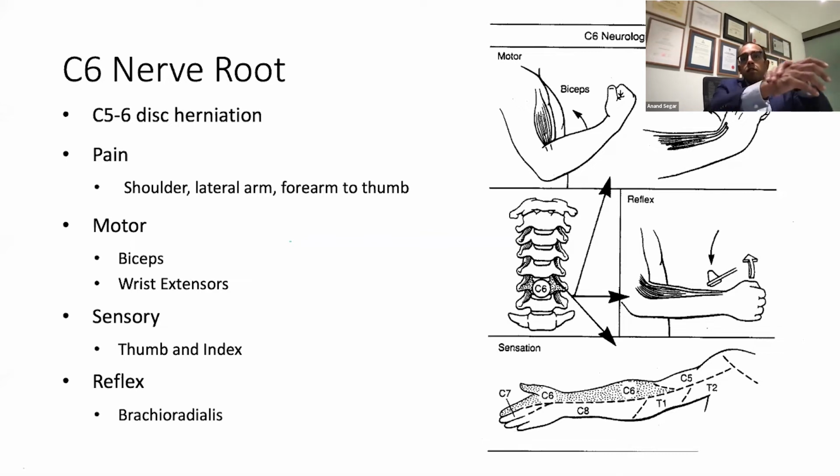The C6, of course, is here, but they also get pain down the lateral shoulder. They get weakness in biceps and wrist extension. They get sensory disturbance in their thumb and their index finger, and they can lose their brachioradialis reflex.